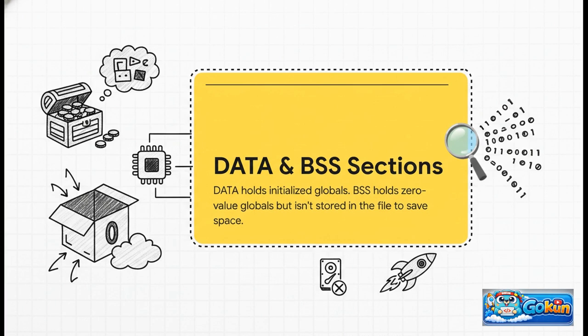Well, it would be a huge waste of disk space to store a bunch of zeros in the file. So for these, we use the BSS section. The BSS section isn't really a section at all. It's just a little piece of metadata. It's a note from the linker to the OS that says, hey, when you load this program, please set aside this much memory for me and just fill it with zeros. This makes our binaries a lot smaller.